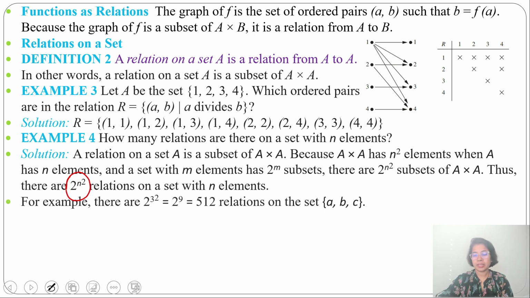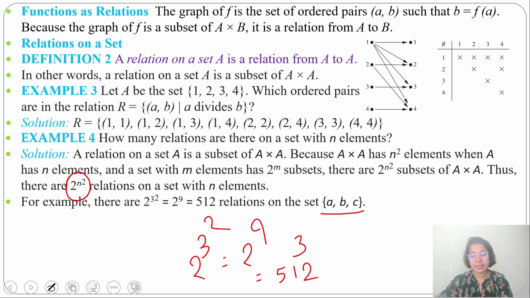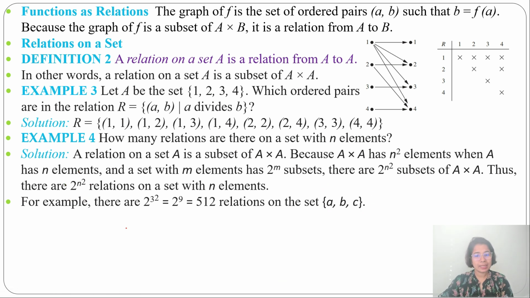For example, suppose a set contains a, b, c, meaning 3 elements. The set cardinality equals 3. The number of relations possible equals 2 power 3 square. It's 2 power 9, and 2 power 9 is 512. So 512 relations are possible on a set containing a, b, c. So this is about a single set.